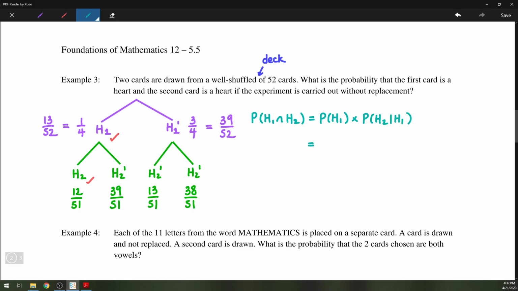So that would be, in this case, 1/4 multiplied by 12 out of 51. And in this case, you can simplify the fraction a little bit. 4 and 12, you can divide, to have 1 and 3, and 3 and 51, and you're left with 17. So the answer that you can have is just 1 out of 17. And then you can use a calculator, and this works out to be just under 6%.